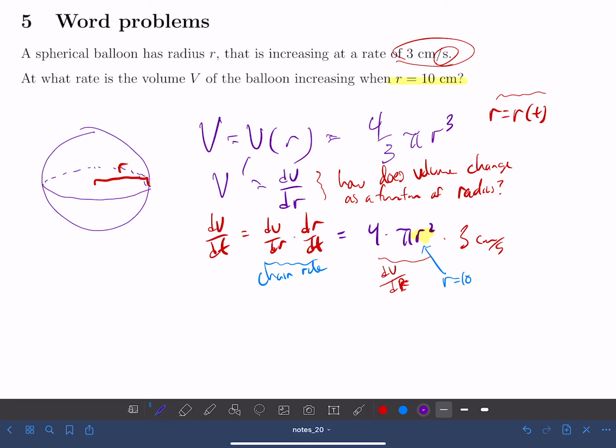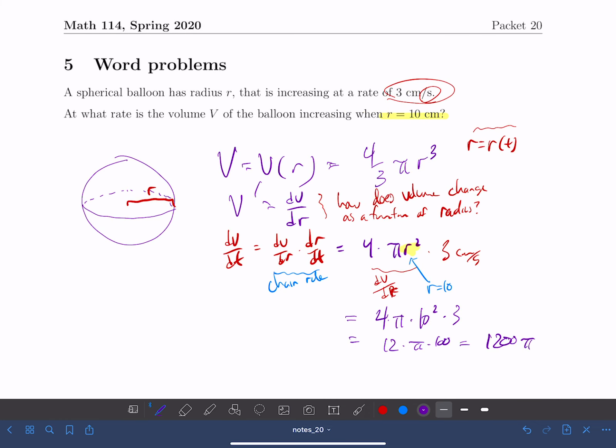So this is equal to 4 times pi times 10 squared times 3, which is equal to 12 times pi times 100, which is equal to 1200 pi centimeters cubed per second. So somewhere on the order of 3 liters per second. That's really fast. In my experience, 3 liters is a lot, and that's a lot to do in a second.